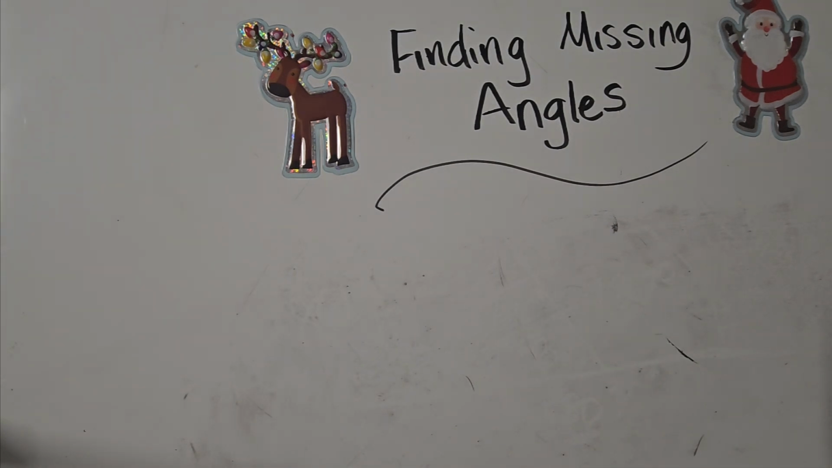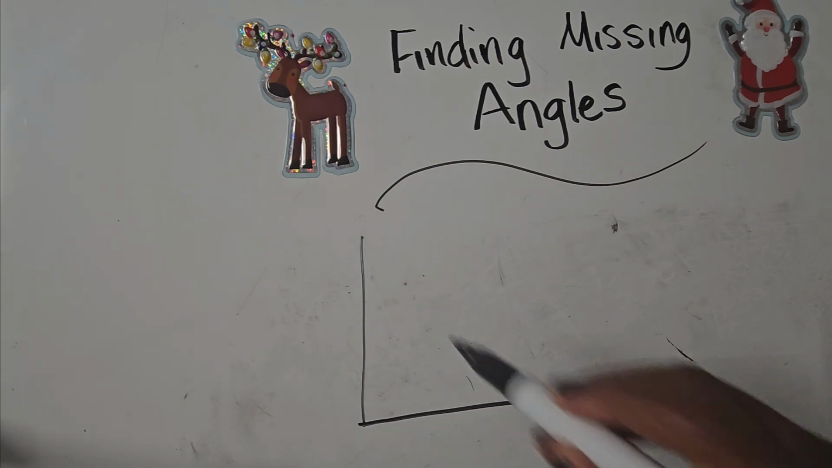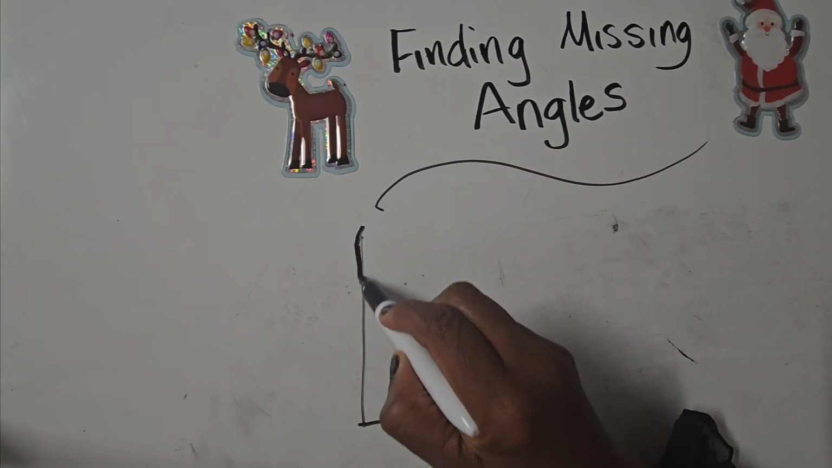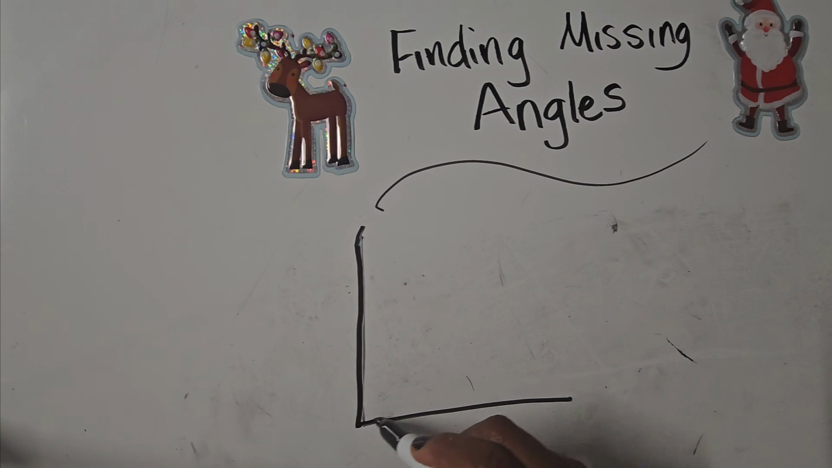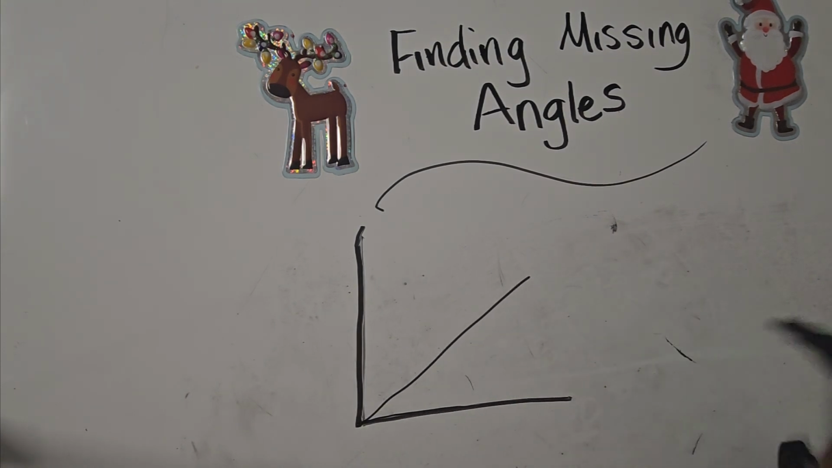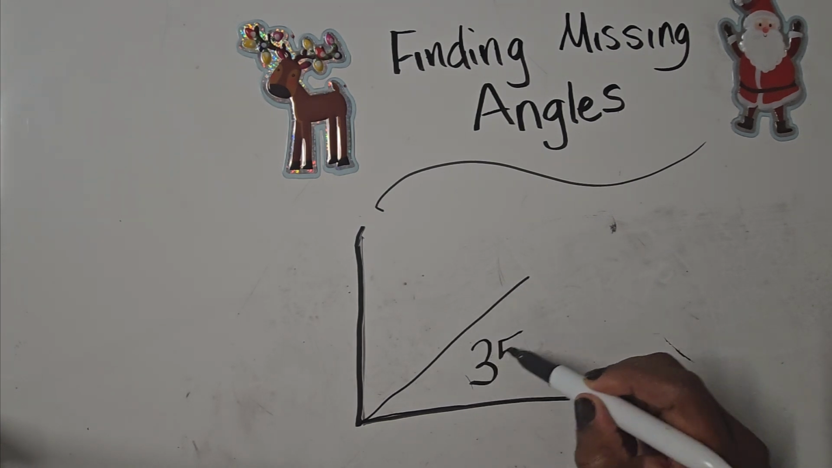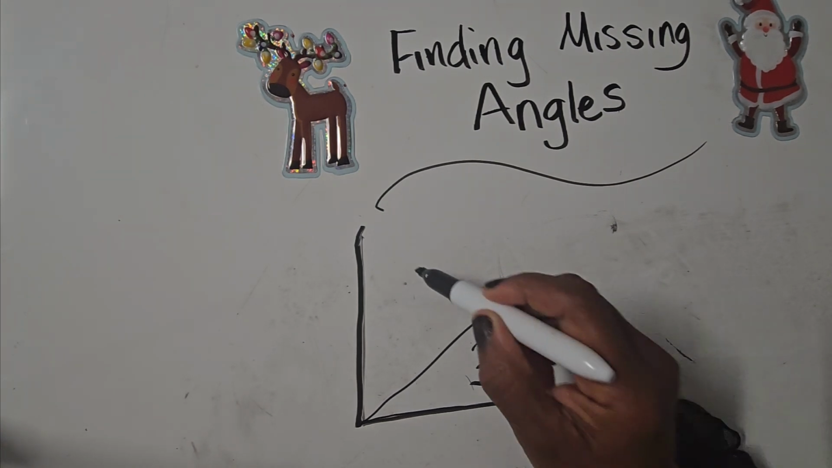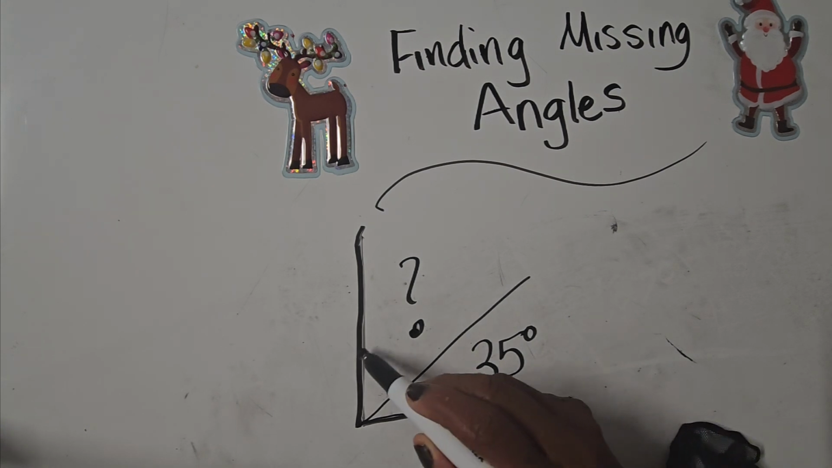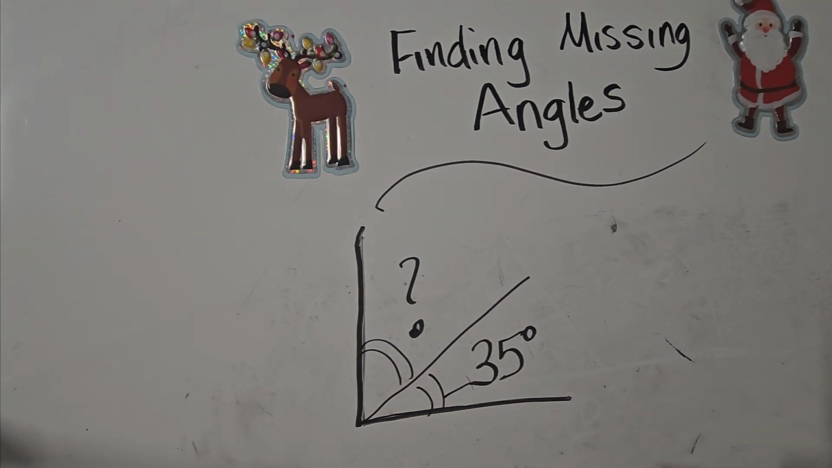All right, so I'm going to draw another angle. Here is your angle. Okay, it looks like an L. Okay, I'm going to cut it. I'm going to call this 35 degrees. And what is this? How do you find this missing angle? This one is 35 degrees.